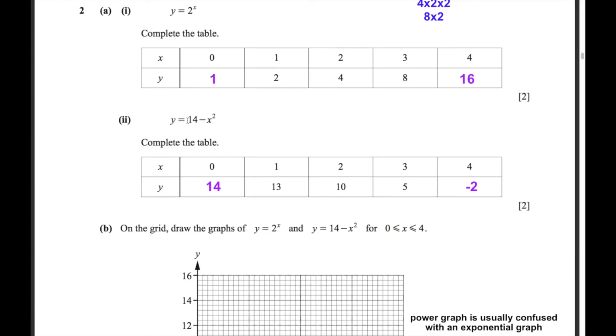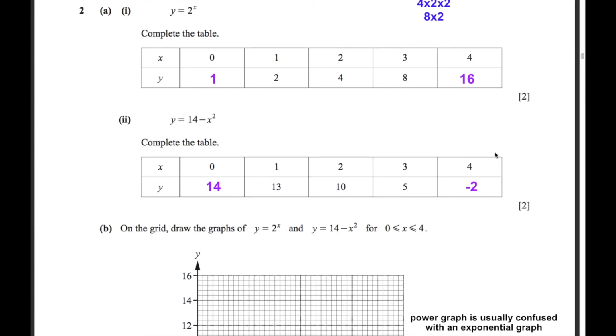All right, so the next part is y is equal to 14 minus x squared. So again, x is 0, but this time x isn't the power, x is down here. 2 is the power. So 0 to the power of 2 is just 0, so we have 14. And then 4 squared is 4 times 4, which is 16. So 14 minus 16 is negative 2.